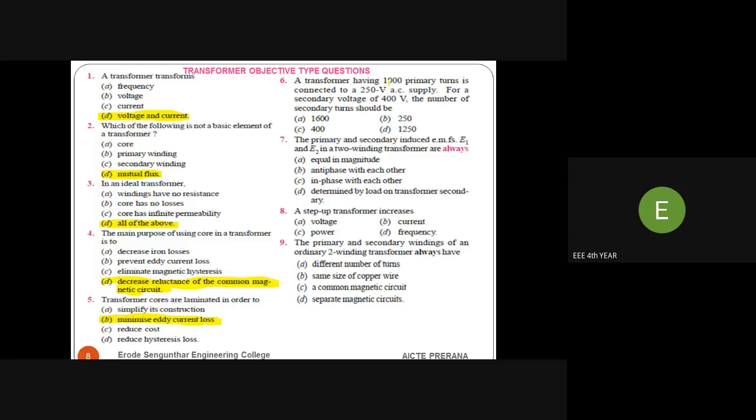A transformer having 1000 primary turns is connected to a 250 volt AC supply. For a secondary voltage of 400 volts, the number of secondary turns should be: 1600, 250, 400, or 1250. Okay, the formula is N2 by N1 equal to V2 by V1. The unknown is N2. So N2 equals V2 by V1 into N1. We can calculate that the correct answer is 1600.